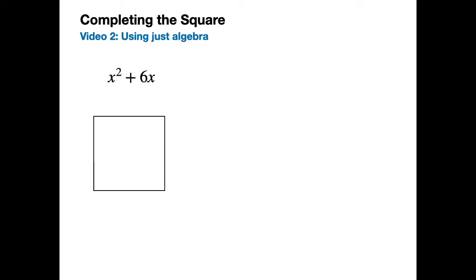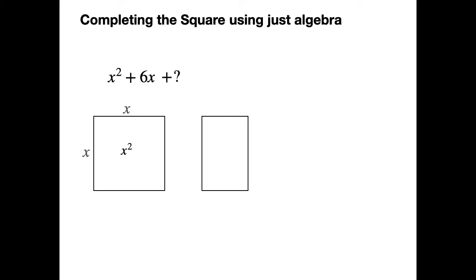This is the second video in the series Completing the Square, but this time using just algebra. In video 1 you saw that something like x squared plus 6x can be pictured like this. Here's the x squared, here's the 6x, and this shape can be sliced into two equal rectangles and placed here and here.